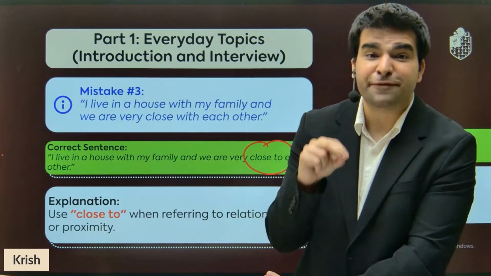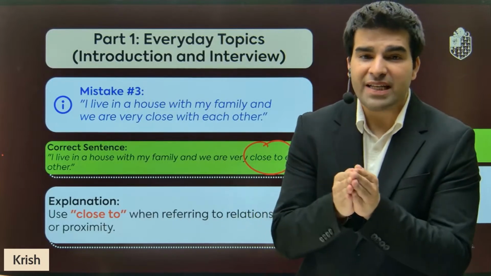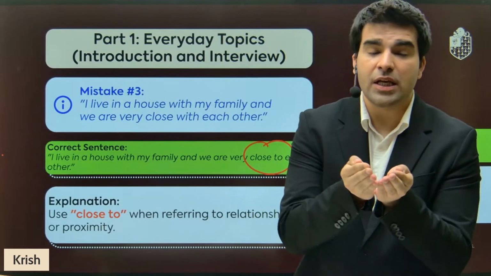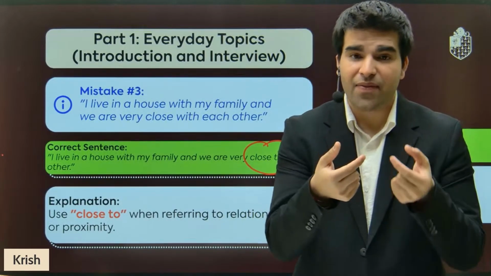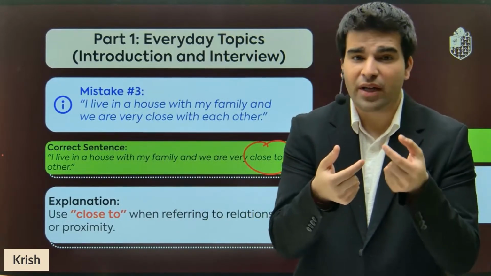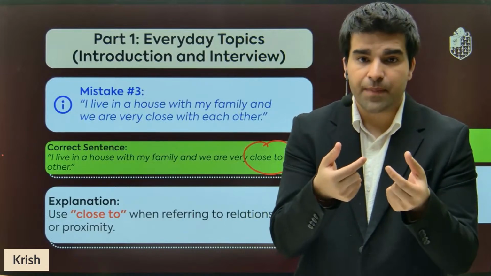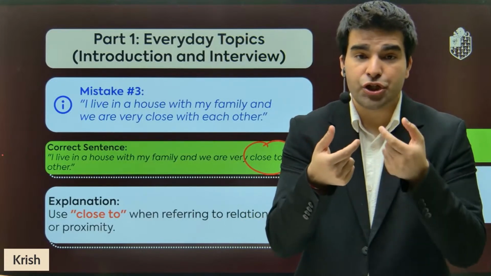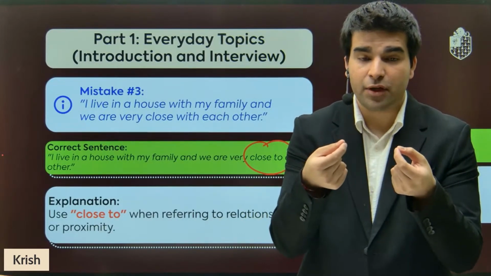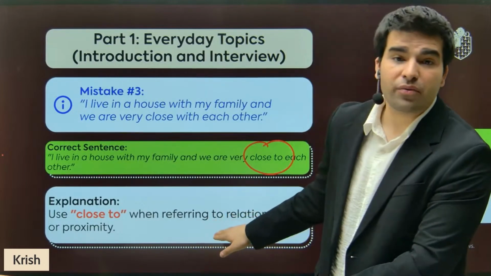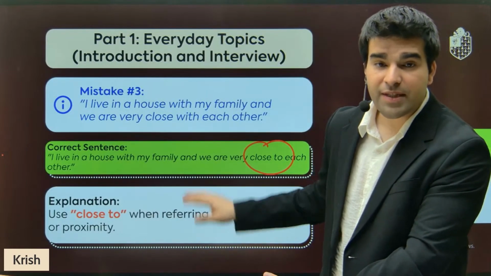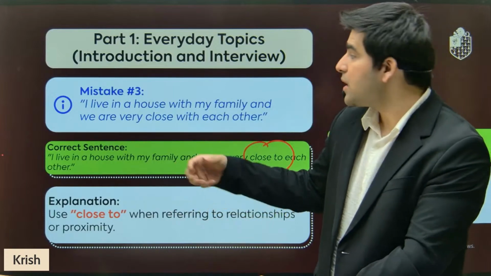This is called a phrasal verb. Phrasal verbs are expressions that are always used together. There's the word, and then there are words like to, for, in, on, etc. So close to is considered a phrasal verb, which means talking about the proximity or relationship. All right. So this is how we use close to.